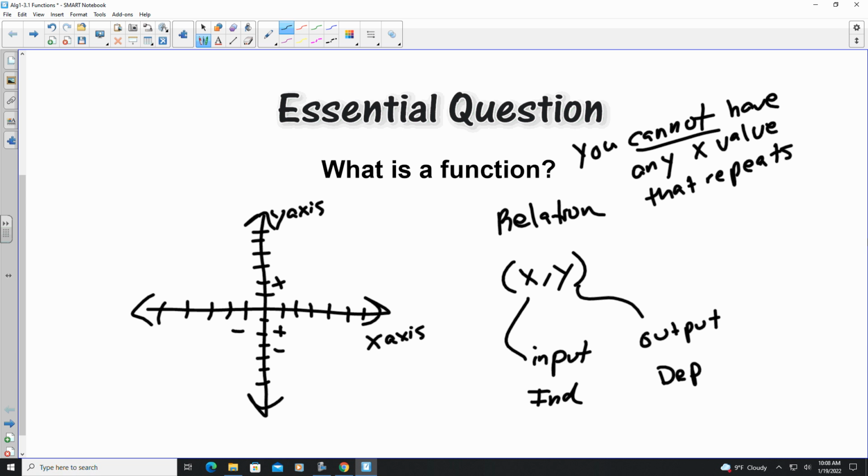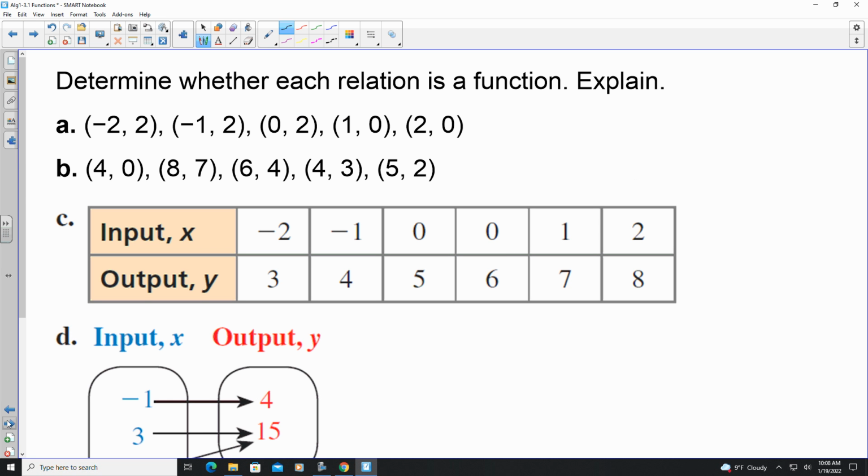So we're going to look at a few ways to represent a relation, and then from those representations, we're going to determine if those relations are functions. If you look at examples A and B, one of the ways to represent a relation is through an ordered pair. So these are all ordered pairs. Negative 2 comma 2, negative 1 comma 2, 0 comma 2, 1 comma 0, 2 comma 0. Those are all xy coordinates that are represented as an ordered pair.